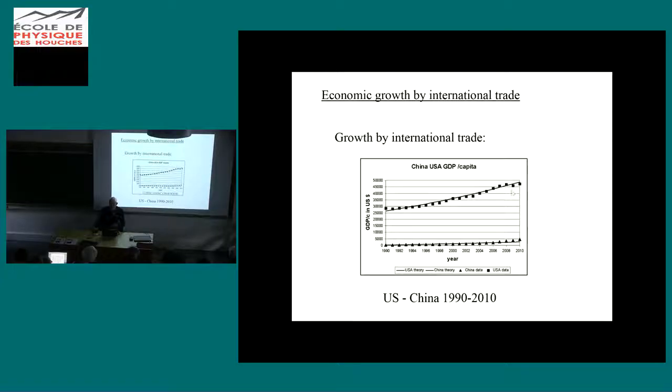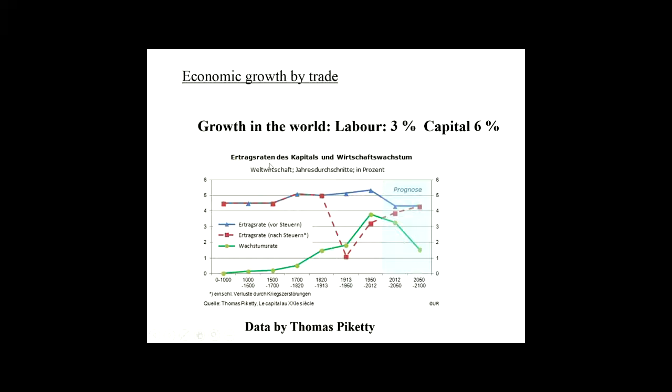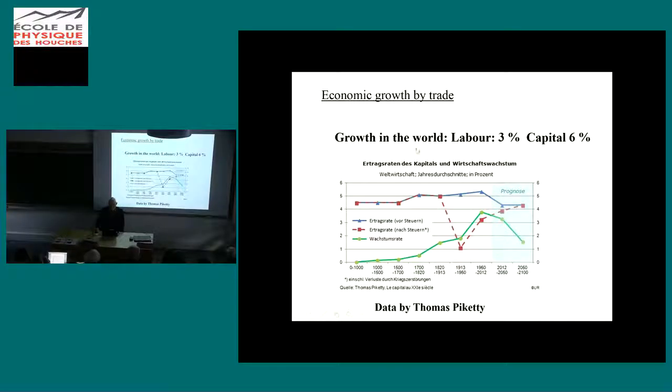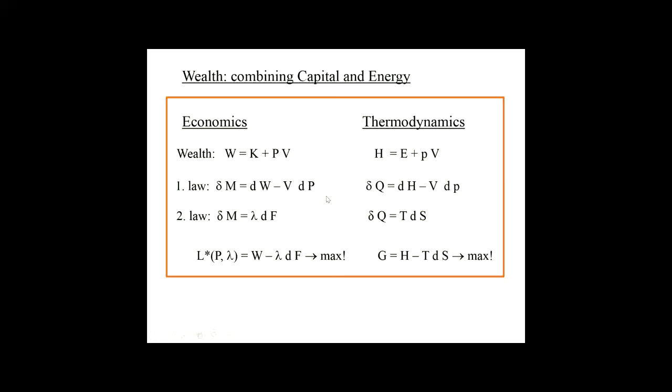This is the result from this Carnot process. And this is the same result that has been found by Piketty for the last 2,000 years, that the lower side grows by 3% and the rich side by 4 to 6%, so the gap grows all the time.